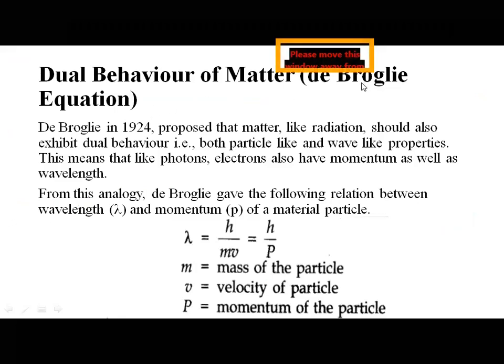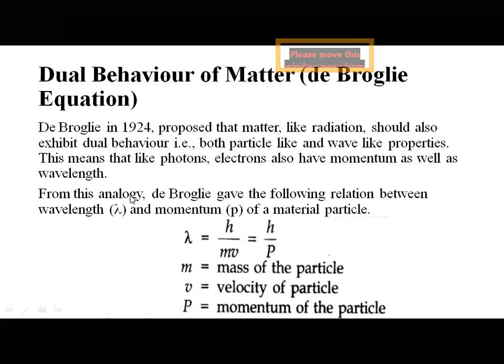Next, the dual behavior of matter. De Broglie, in the year 1924, proposed that just as radiation shows dual nature, matter also has dual behavior, both particle-like as well as wave-like properties. This means that like photons, electrons also have momentum as well as wavelength. So what De Broglie did was derive the equation for the wavelength of the electrons.